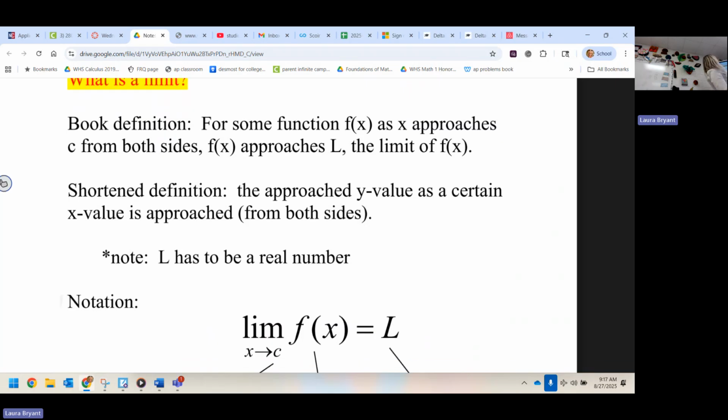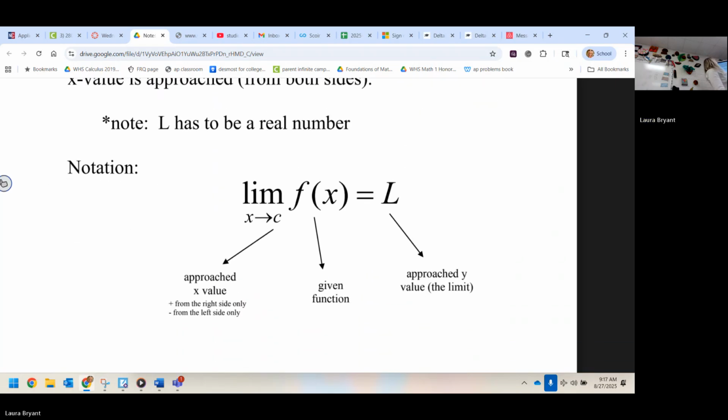So the notation looks like this. LIM is just an abbreviation for limit. And then underneath the limit is a little subscript that tells you what x value you're approaching. So this will say x, arrow, and a number. You might have seen that notation when you did end behavior in Math 3 and pre-calculus. They sometimes would use that word limit. It's the same thing. It's giving you the x value that you're approaching.